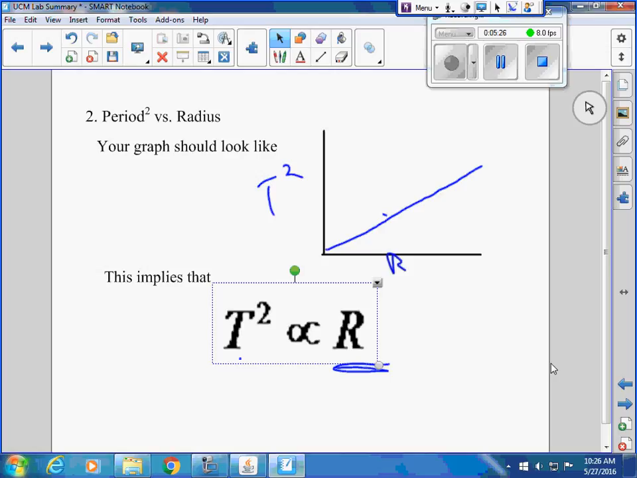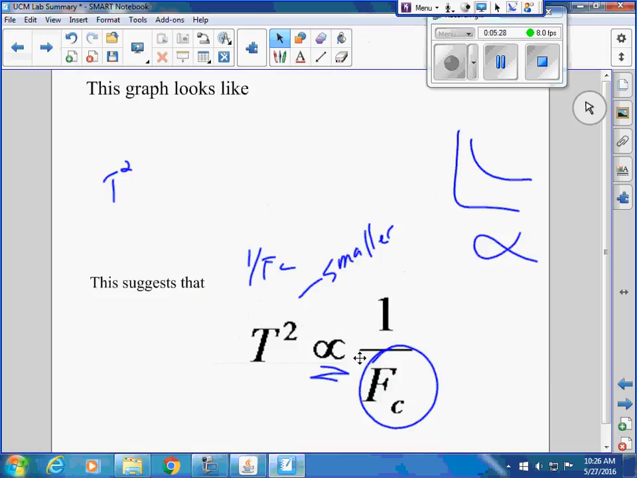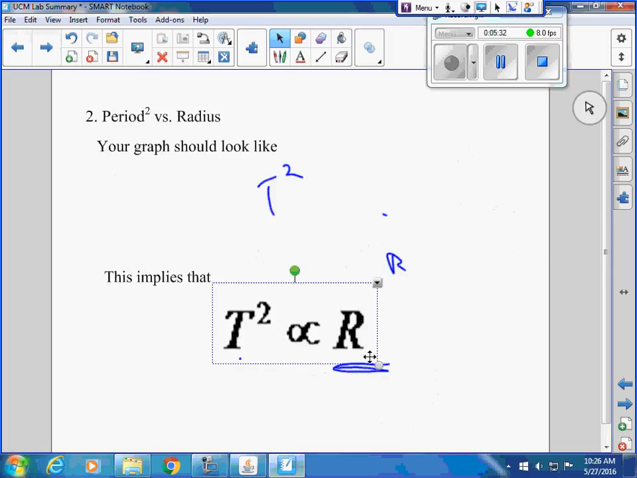Okay, so far we've got two relationships. We've got T squared is proportional to 1 over Fc, and we've also got T squared is proportional to r. We're going to combine all these proportionality relationships together into a formula. Again, you're not responsible for recreating this derivation. I would be absolutely insane to expect kids to do this. I'm just showing you where the formulas come from. It's one of the things we're supposed to do.